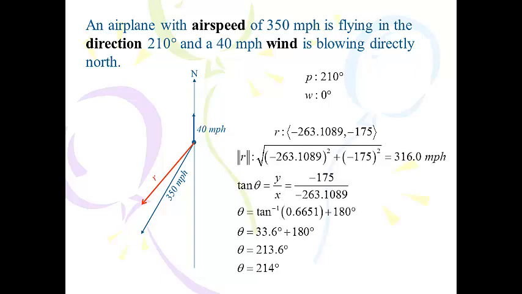Now we want to find the true course, and that's, again, from the north. So it's bigger than 180, it's less than 360. We can pretty much assume that. So I do inverse tangent. I take the tangent of theta is equal to y over x. So that's negative 175 over negative 263.1. And I do the inverse tangent of 0.6651. Now I'm going to add 180 degrees onto this. I have to add 180 degrees onto it because it's in quadrant 3.